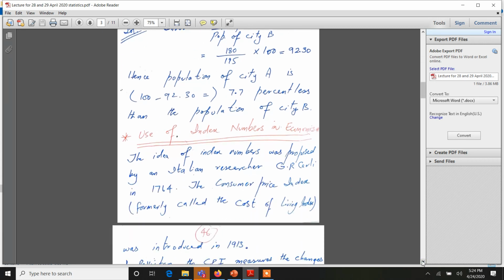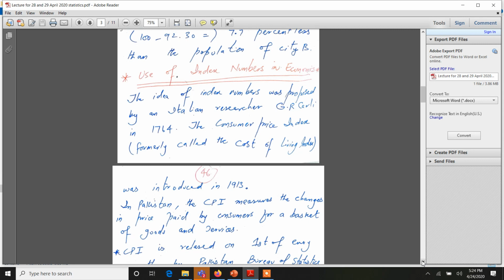So how are index numbers used in economics? Let's give a tribute to the Italian researcher who proposed the concept of index number, G.R. Carli, in the year 1764. He was the person who first introduced or proposed the concept of index number.